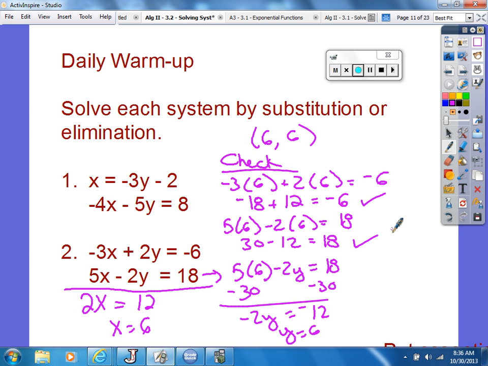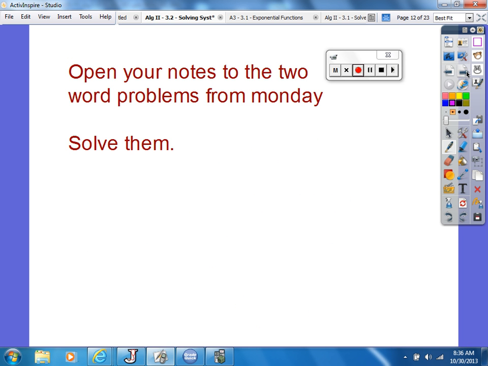All right. So today, we're actually going to work on word problems more, just like we did on Monday. Remember doing Monday? So actually, turn back in your notes to Monday. That's where you pasted the 2 word problems in. And I'd like you to solve them using either substitution or elimination.